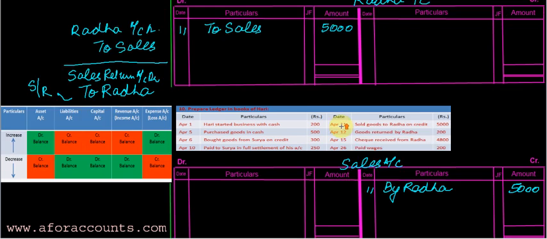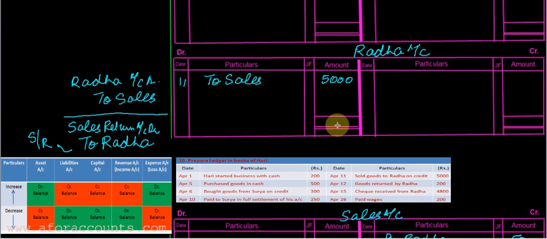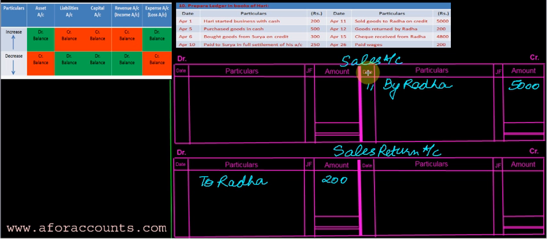Okay, where is Radha's account? Sales return account debit to Radha. So by sales return, how much? 200, and the date is 12th. Here also mention the date, sales return, it's 12th.